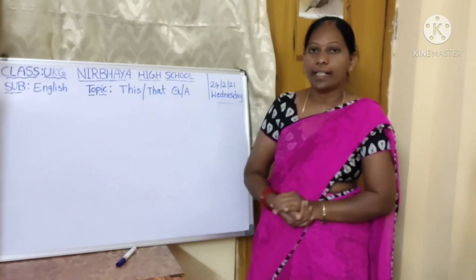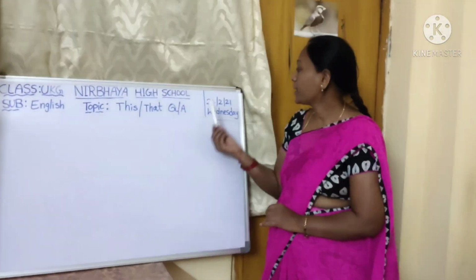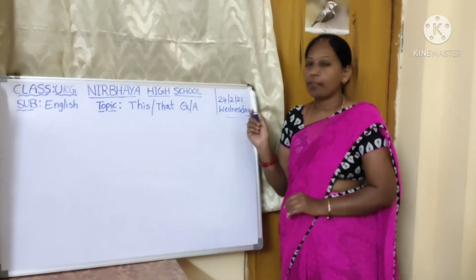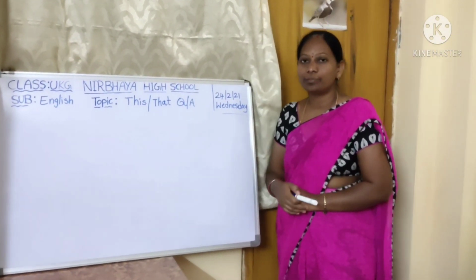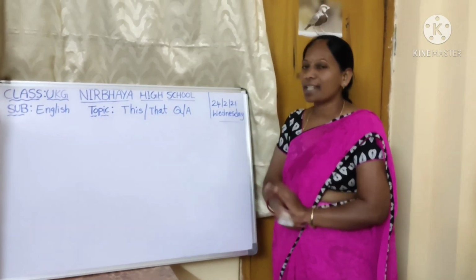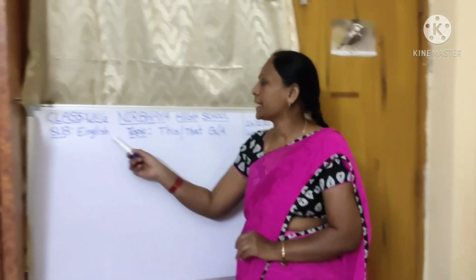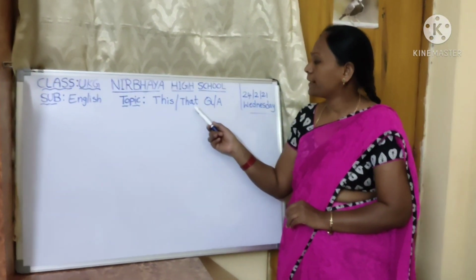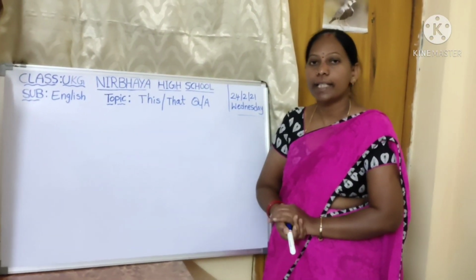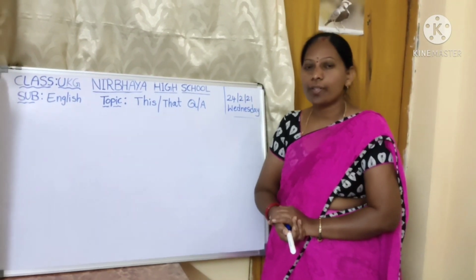What is the date today? Today date 24. Which month? February. Year 2021. Today is Wednesday. Today I am teaching you English. Our topic is this, that, question and answers.